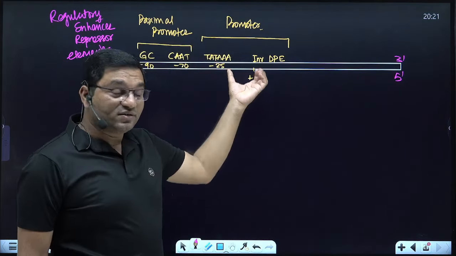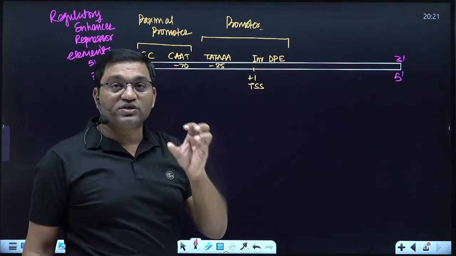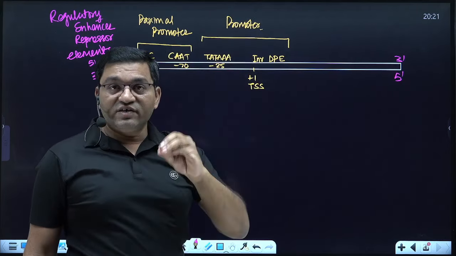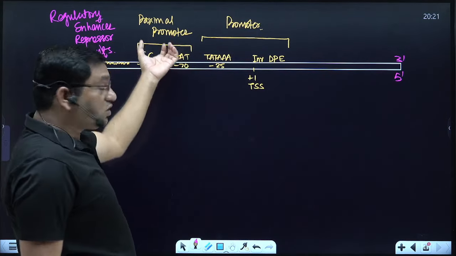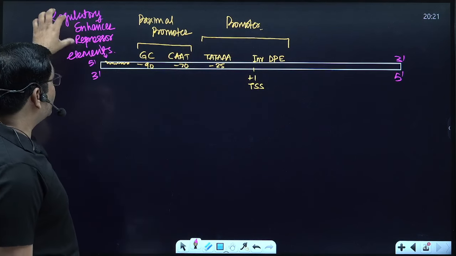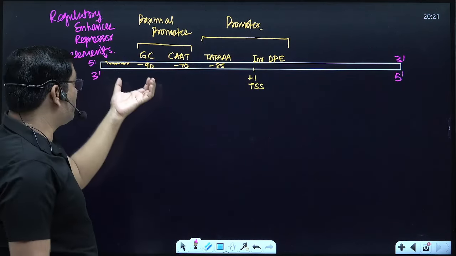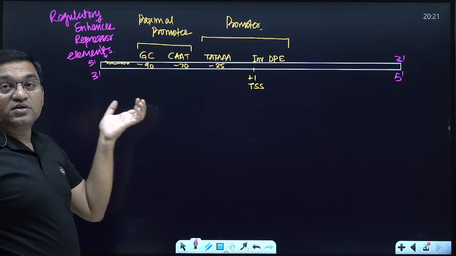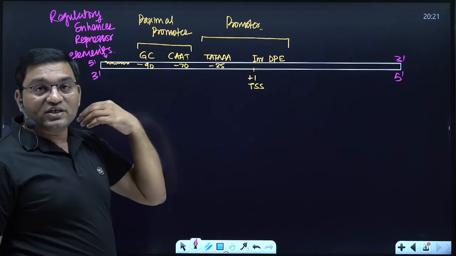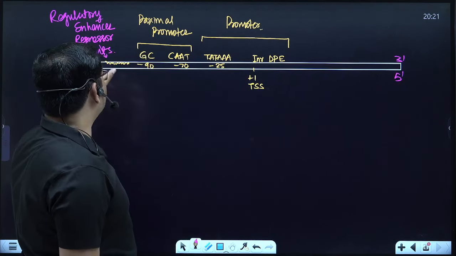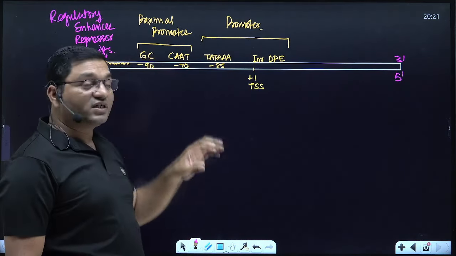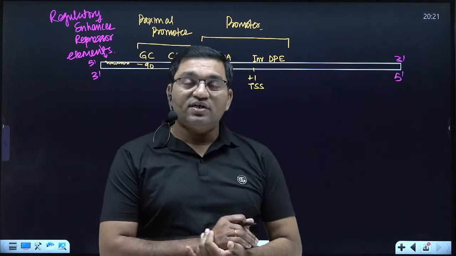So the promoter region, that is the starter box, initiator sequence, and downstream promoter element, is a site for attachment of RNA polymerase. The proximal promoter region is the CAT box and GC rich region. The regulatory elements, enhancer or repressor elements, are present distant from the transcription start site, at a longer distance, but they regulate the transcription process. So these are the different regions on the DNA which regulate the transcription process.